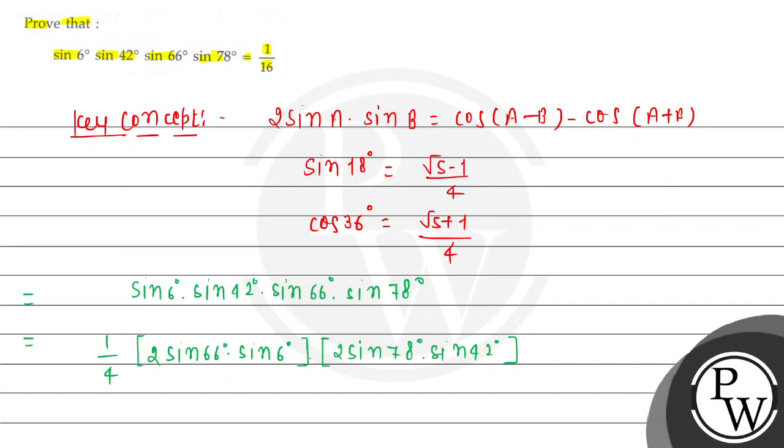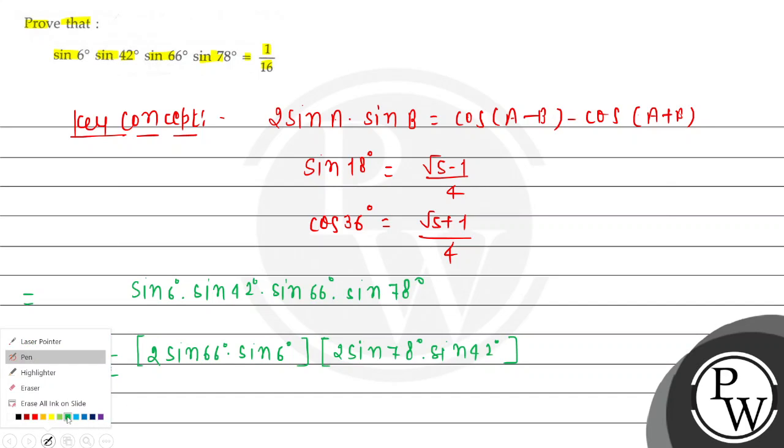The reason is that if we subtract 66 minus 6 degree, it gives 60 degree, so we can easily put the value of sin 60 degree. Similarly, when we add 78 degree and 42 degree, it gives 120 degree, and now we can easily put the value of sin 120 degree. So that's why we have done this. The remaining value can be calculated by this formula. Okay, let's move further.